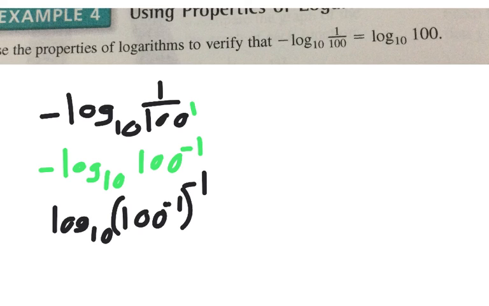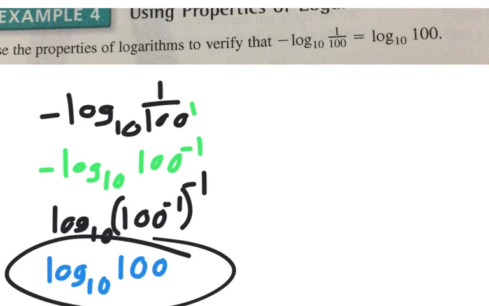And now my argument has a power raised to a power. So how do we simplify a power raised to a power? You multiply. So now I have log base 10 of 100 raised to the negative 1 times negative 1, which is positive 1. And raising something to the first power, I don't even have to write that. So now I've taken the left side and made it look like the right side using the properties of logarithms. Basically a proof is what that is. Okay?